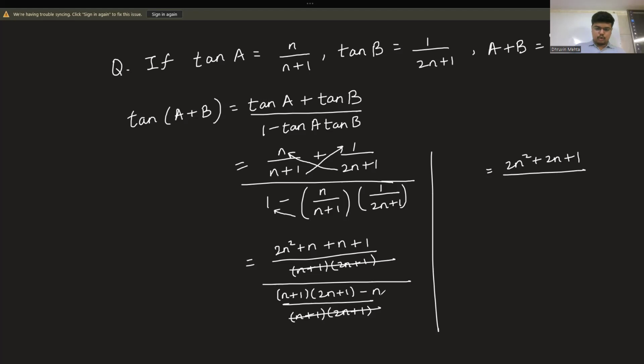And now you open this also. Open the brackets here. You will get 2n square plus 2n plus n plus 1 minus n. See, this n is getting cut. Do you understand? Exactly. The exact thing is the same, which means it is 1. So tan of A plus B, 1 आ गया. Tan of which angle is 1? 45. So A plus B is 45.